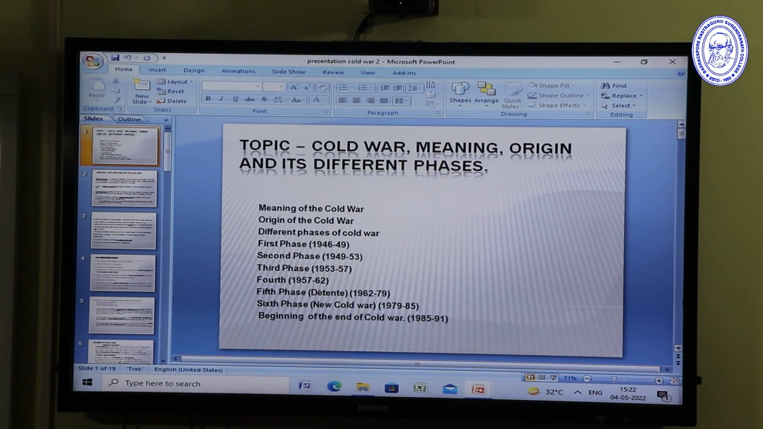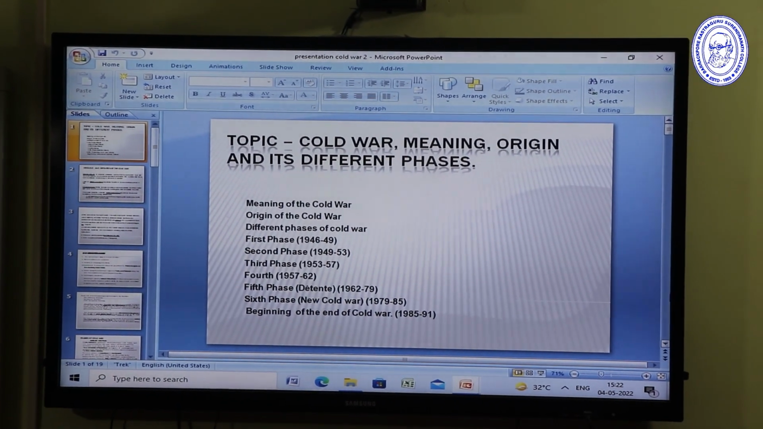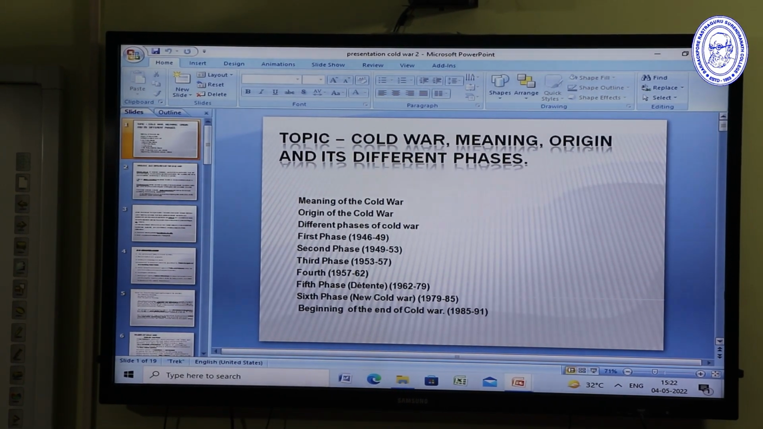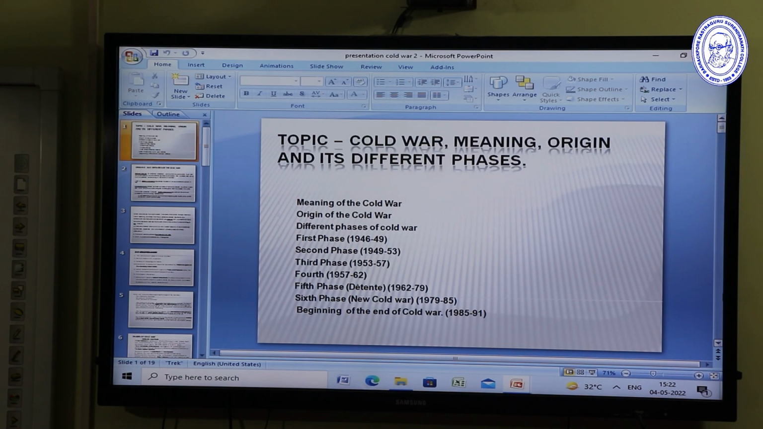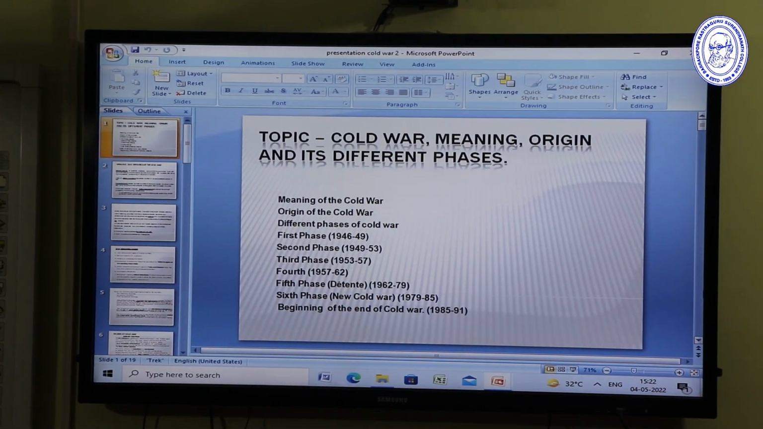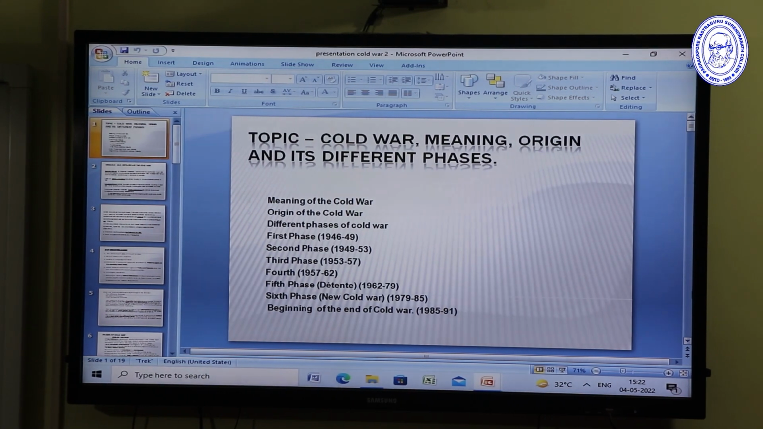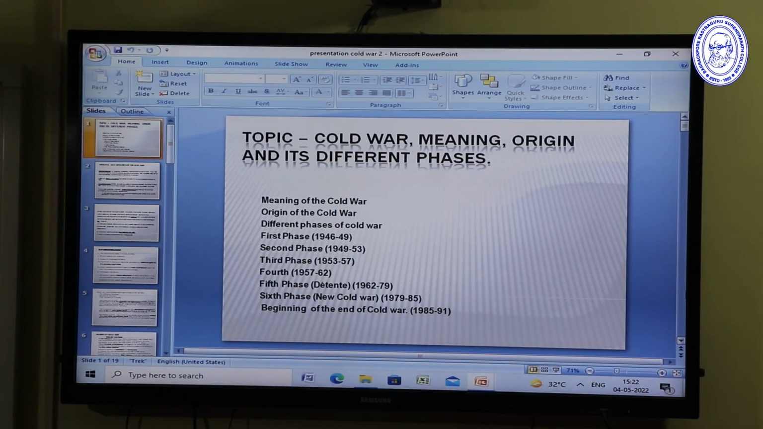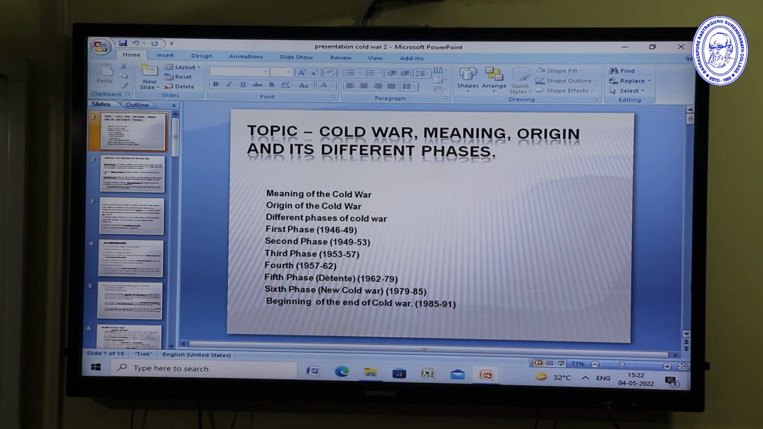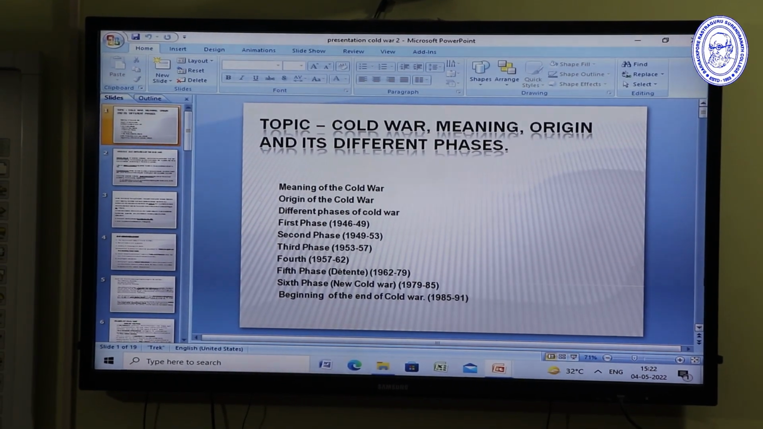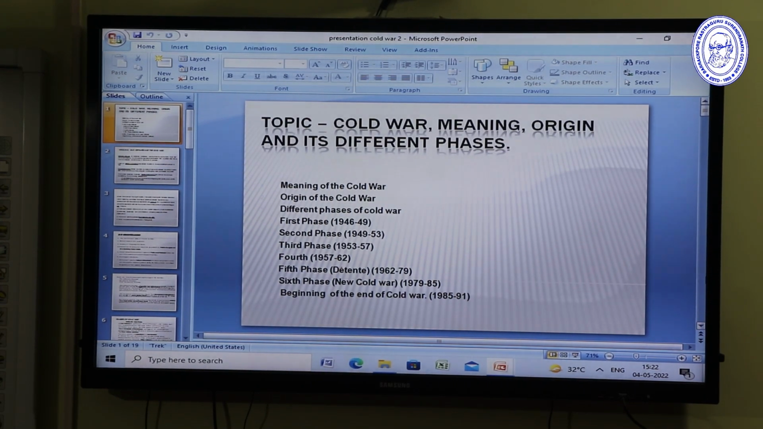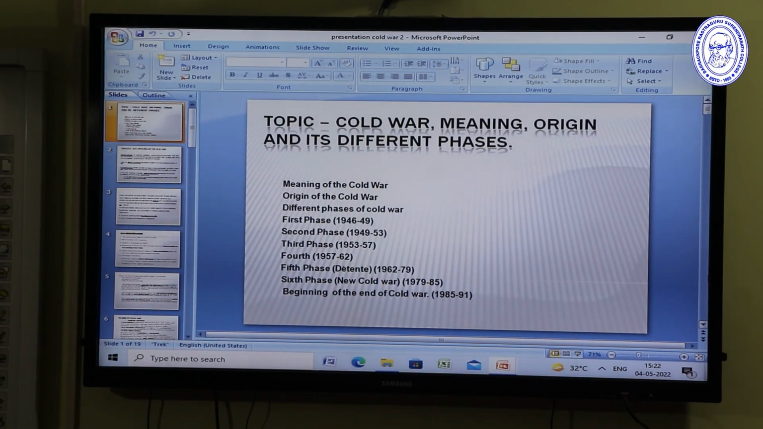Then again, when Afghanistan was invaded by the Soviet Union, after that, from 1979 onwards, again we see a kind of tension in the Cold War. So that's the new Cold War period. Then especially after 1985, the ascendancy of Mikhail Gorbachev is very crucial, 1985 onwards to 1991. So I put it like this: the beginning of the end of Cold War. So that's the content.